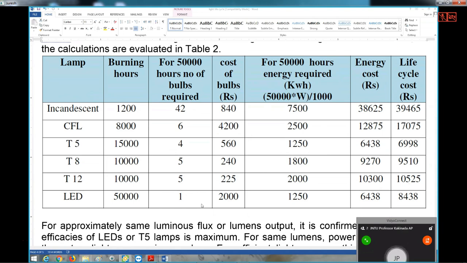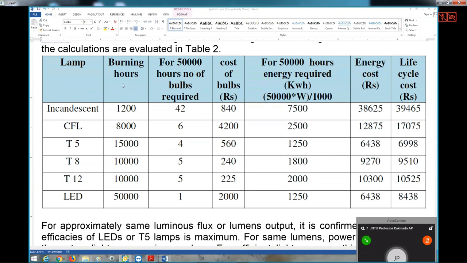Coming to LED lamps. The burning life is 50,000 hours. So to have 50,000 hours of operation, the number of bulbs required equals 1. The cost of the bulb is 2,000 rupees. And for 50,000 hours of energy consumption, it requires 1250 units. So the energy cost is 6,438 rupees. So the life cycle costing analysis of LED lamps is 8,438.